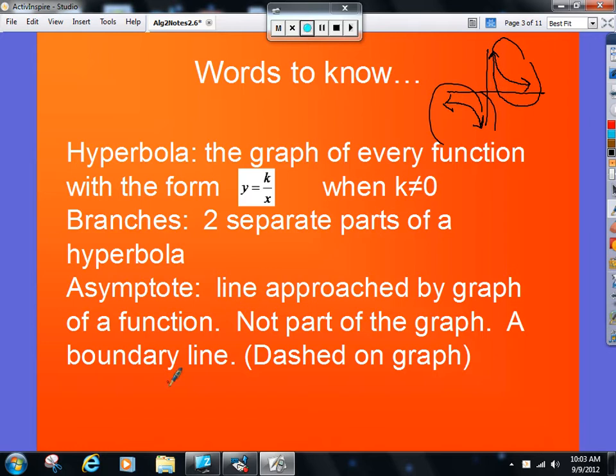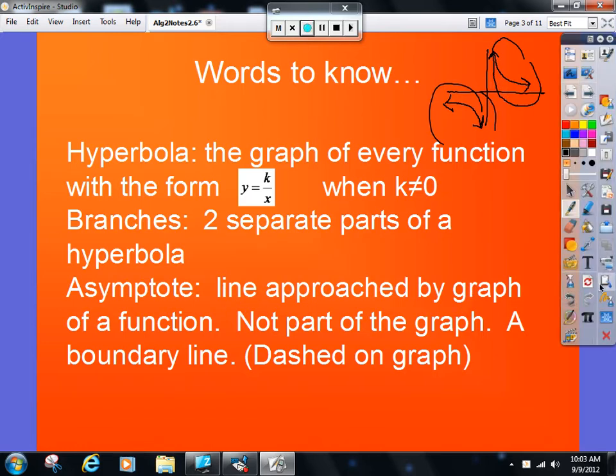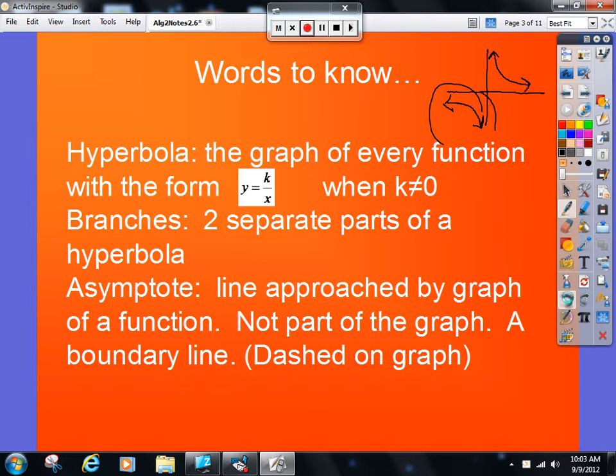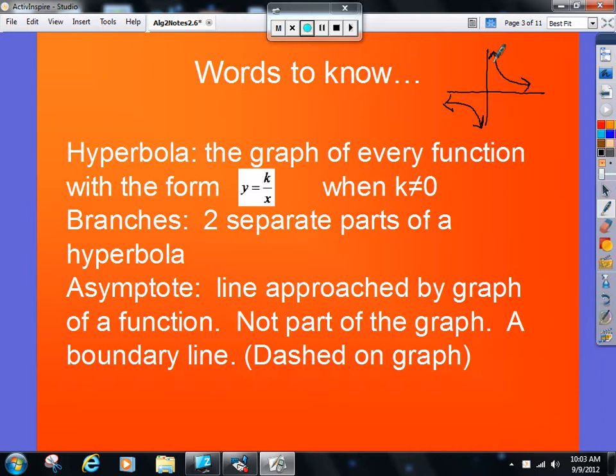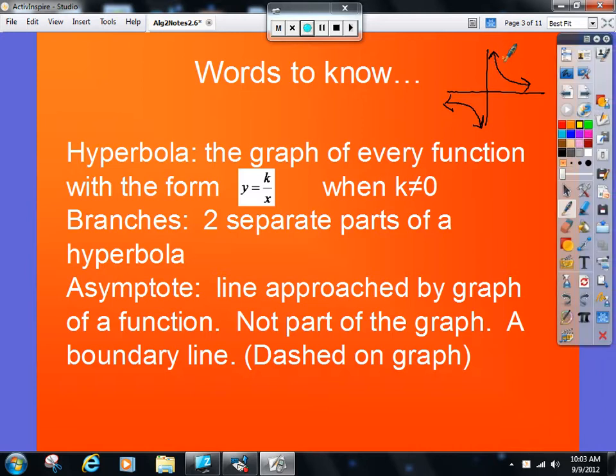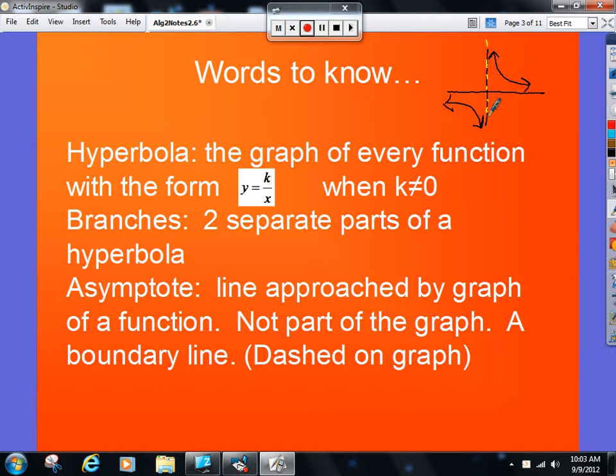Okay, there are asymptotes in hyperbolas. If you notice, if I'm going up here, I'm going to get really close to the y-axis, but I will never ever touch it. I'm going to keep approaching it closer and closer, and we will see this better when we do the graphing calculator activity, but I'll never touch it. The same thing on my way going down here. I'll get really, really close to that line, but I will never touch it. So they're actually not part of the graph. They're a boundary line, and you have to graph them.